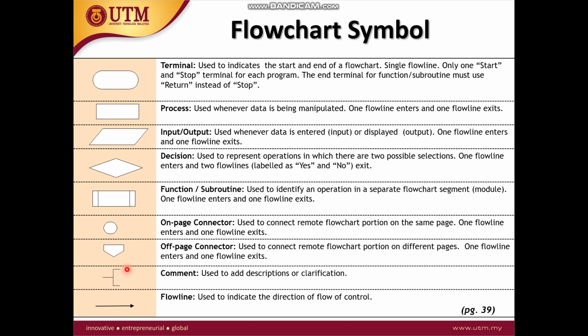This is a comment or description shape in your flowchart. While you are writing your flowchart, you have some inputs or outputs or processes. If you want to write down some comment or clarification for these, you need to use these lines in order to do that. These are the flow lines, which connect your geometrical shapes together, and show you the direction of the execution of your flowchart.